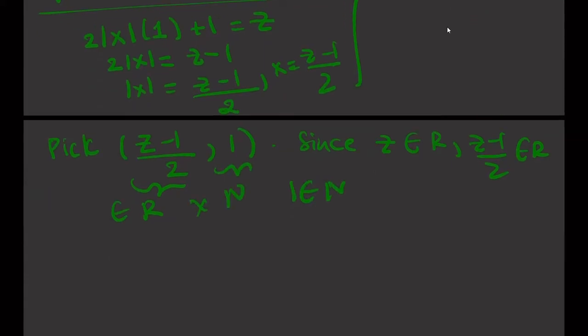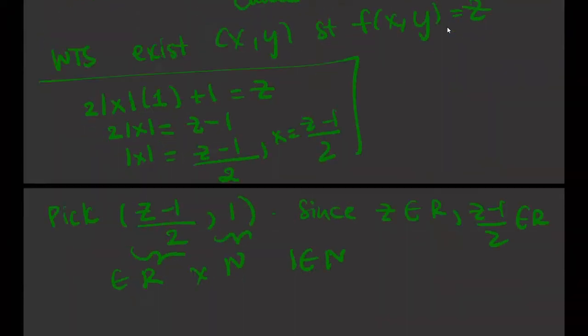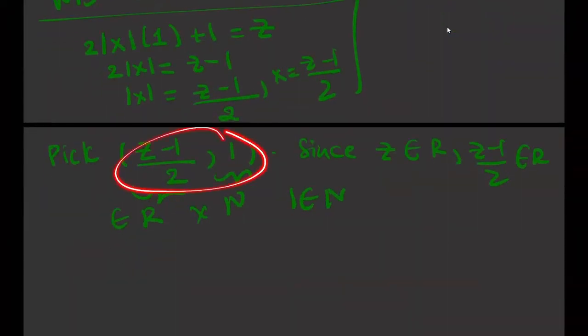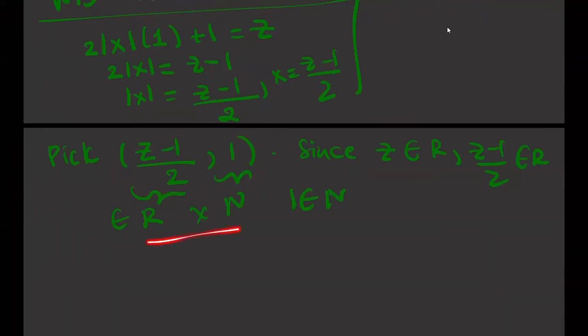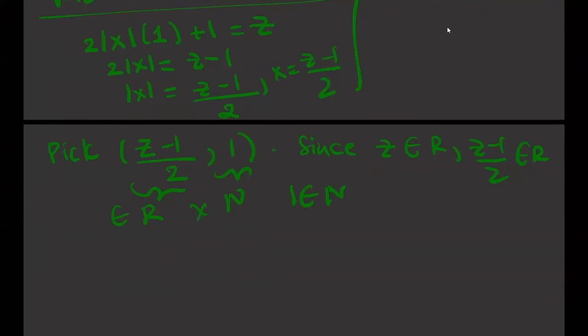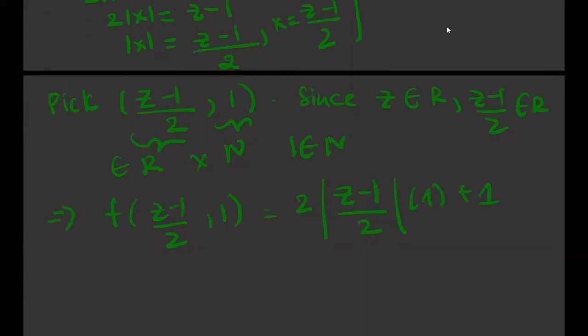So the input we just chose is in the domain. The pair of inputs we just chose satisfy the domain. Okay, and then you will plug it in. F of z minus 1/2 and 1 would be 2 times the absolute value of z minus 1/2, times 1, plus 1. And how do I get rid of the absolute sign?